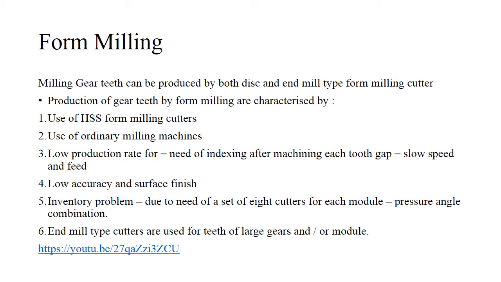Inventory is a problem because we need a set of 8 cutters for each module and pressure angle combination. You know about the terms in gears, module and pressure angle. For each and every combination, you need 8 different cutters. When the module is different, you need another set of tools. End mill type cutters are used for teeth of large gears or large modules.